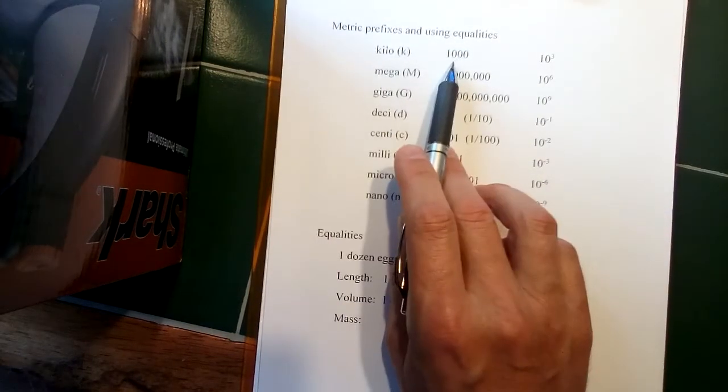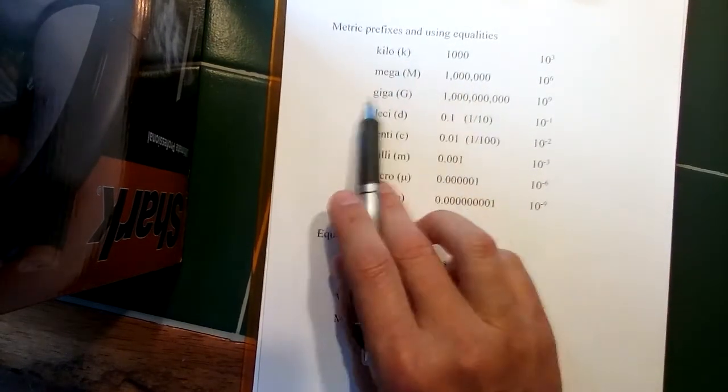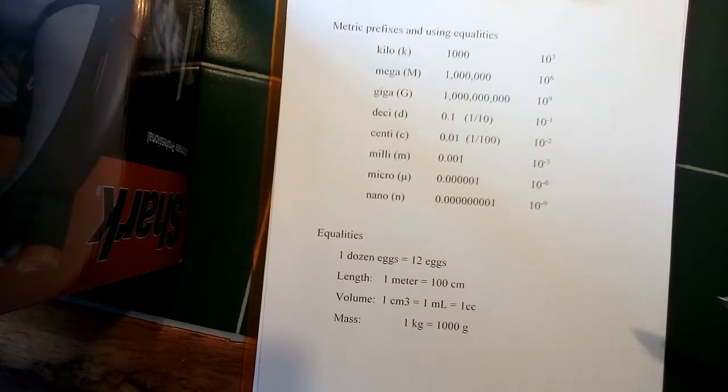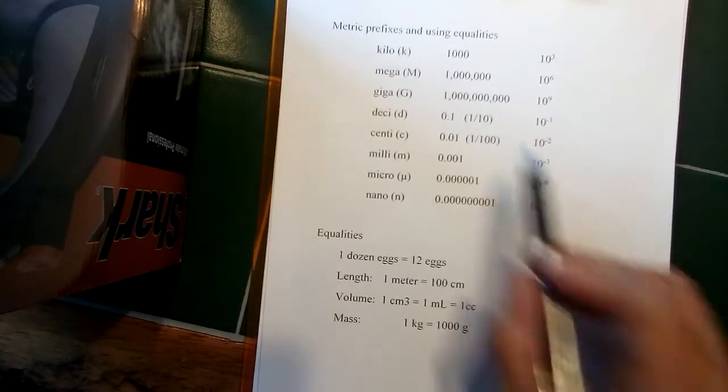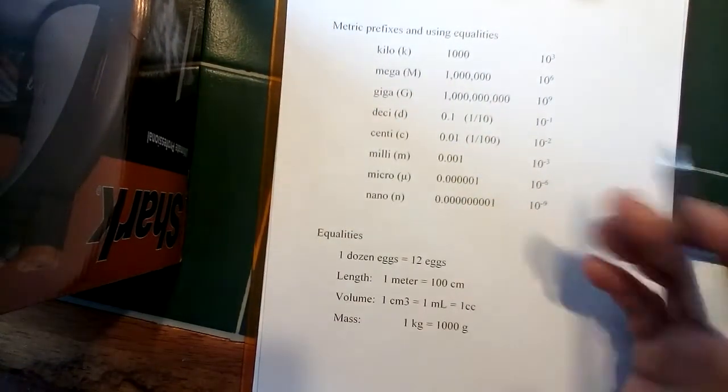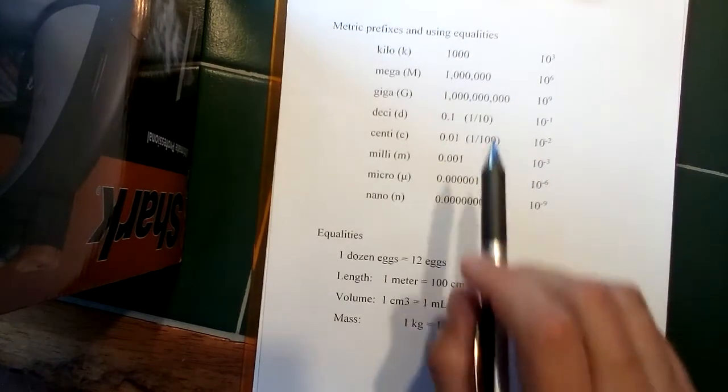Kilo we saw is 1,000. If we go even bigger, there's mega, giga, right? And in fact, if you follow computers, you may have heard of tera. Like a teraflop of data is even bigger than giga, which is a billion. So a gigameter, for instance, would be 1 billion meters.